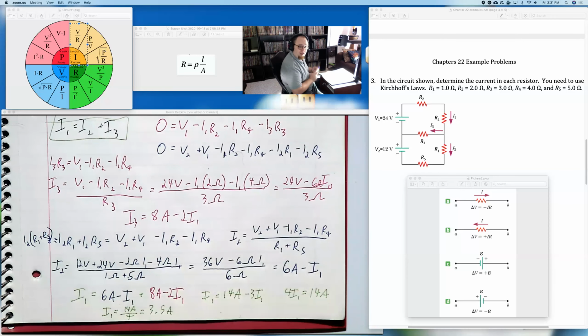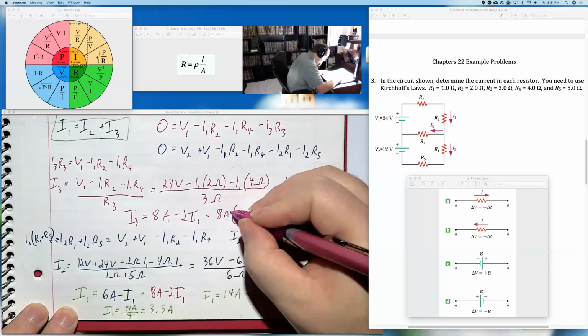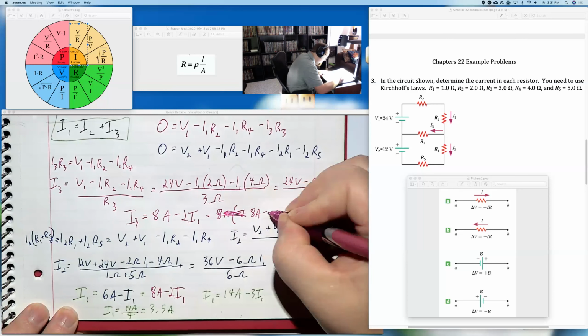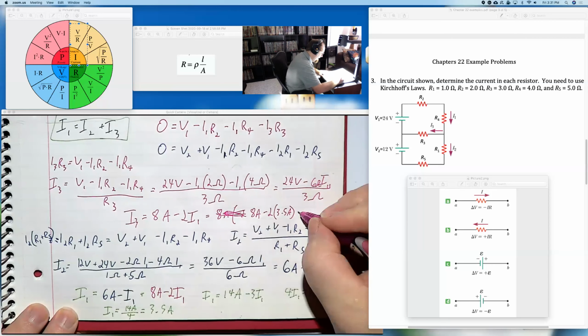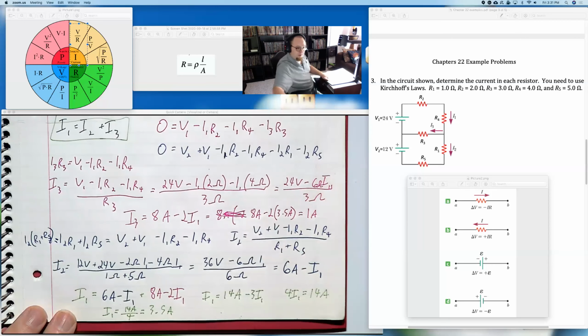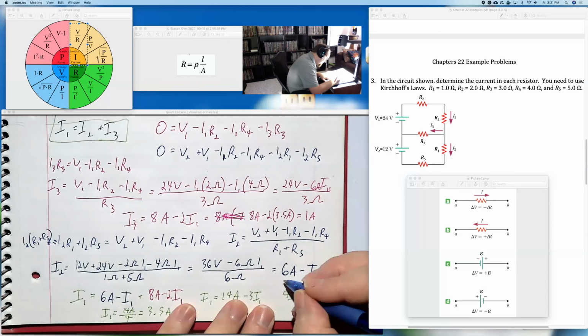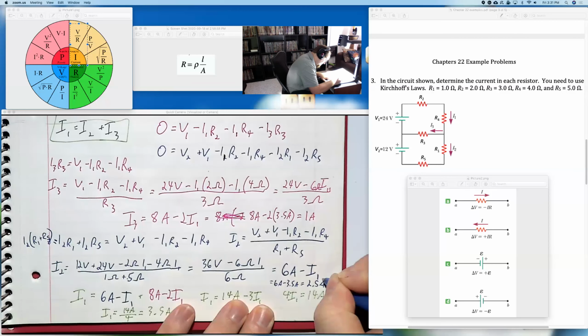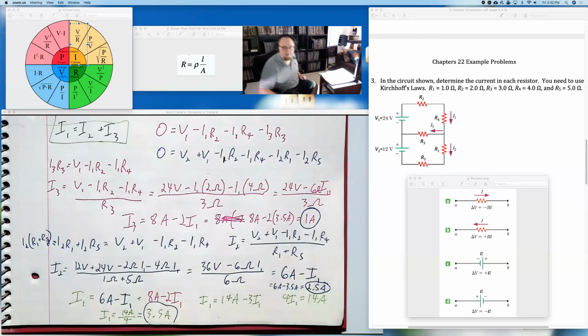The direction was correct because I got a positive number, but that's only one of them. Now that I have that one, I'll plug it into everywhere else. 8 amps minus 2 times 3.5 amps, which is 8 amps minus 7 amps, or 1 amp. I can plug into this one: 6 amps minus 3.5 amps. And I can get all 3 values.